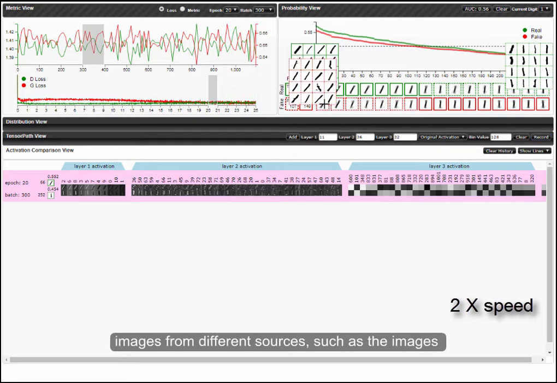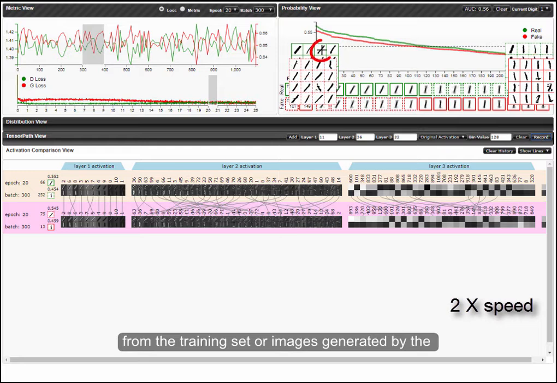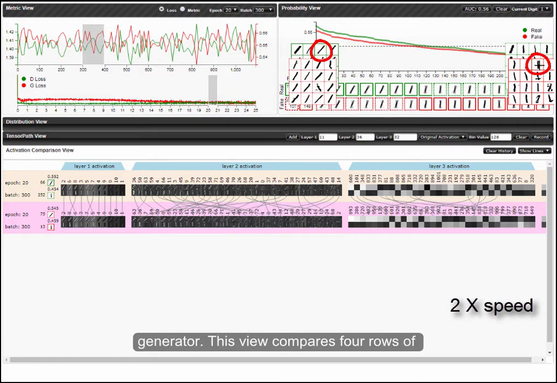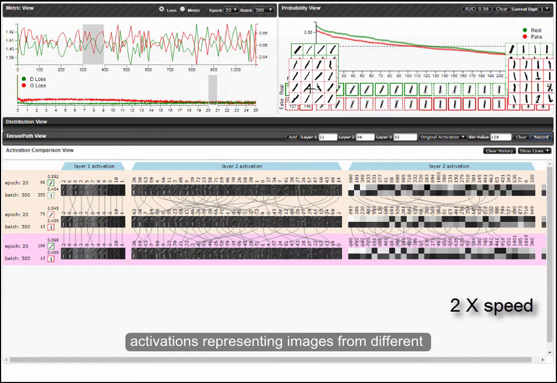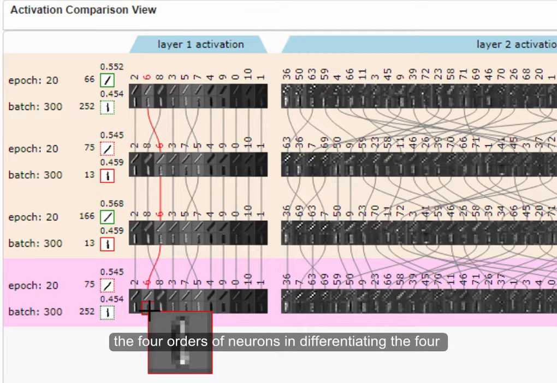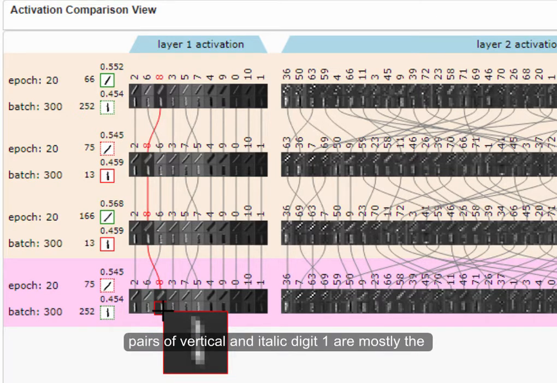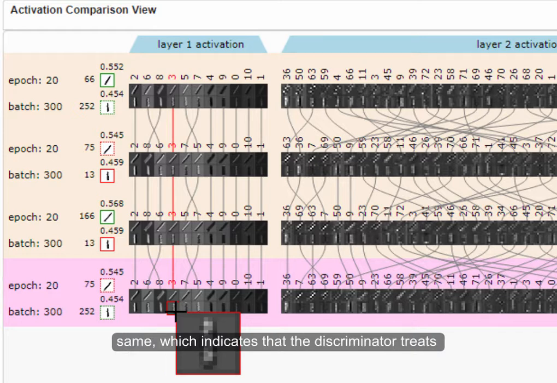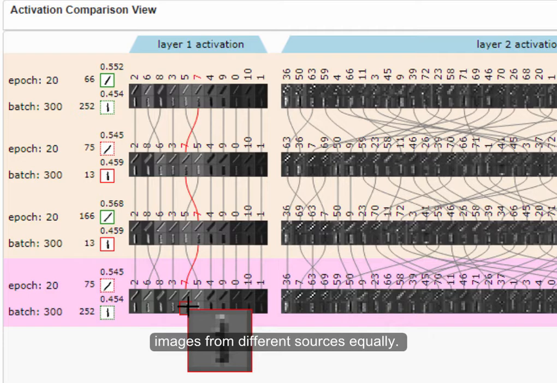and italic images from different sources, such as the images from the training set or images generated by the generator. This view compares 4 rows of activations representing images from different sources in different categories. We can see that the 4 orders of neurons in differentiating the 4 pairs of vertical and italic digit 1 are mostly the same, which indicates that the discriminator treats images from different sources equally.